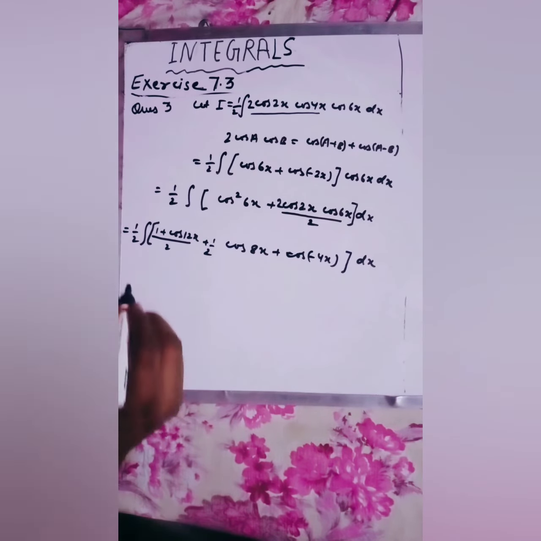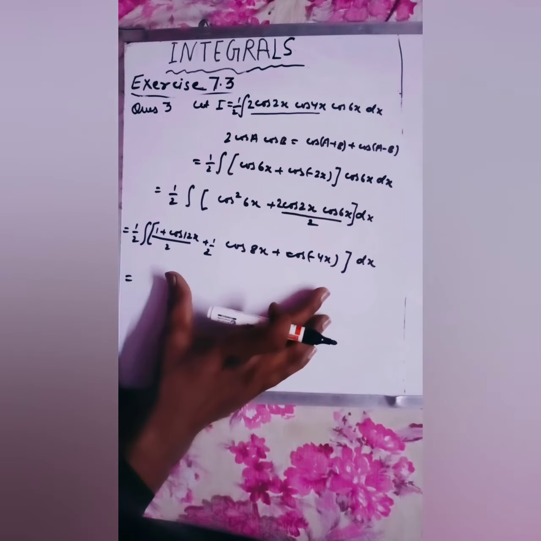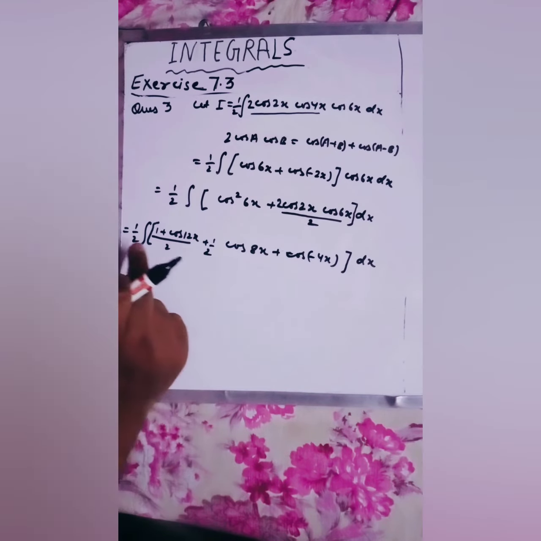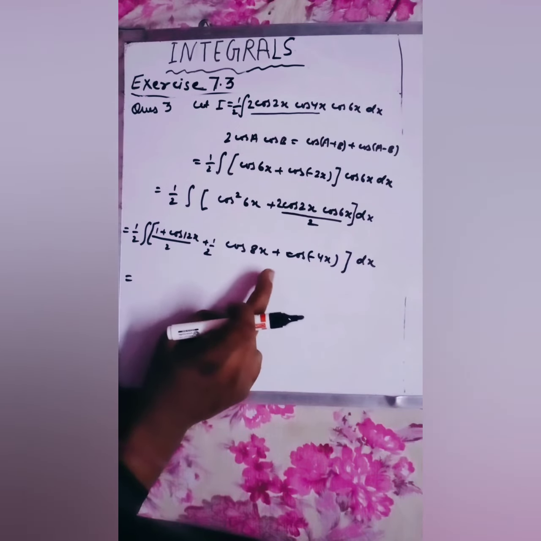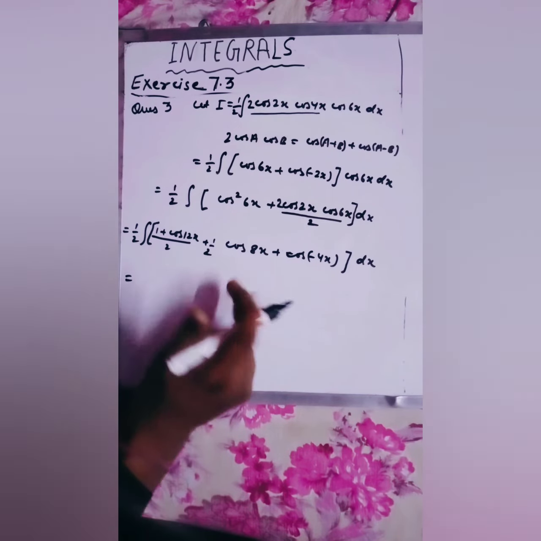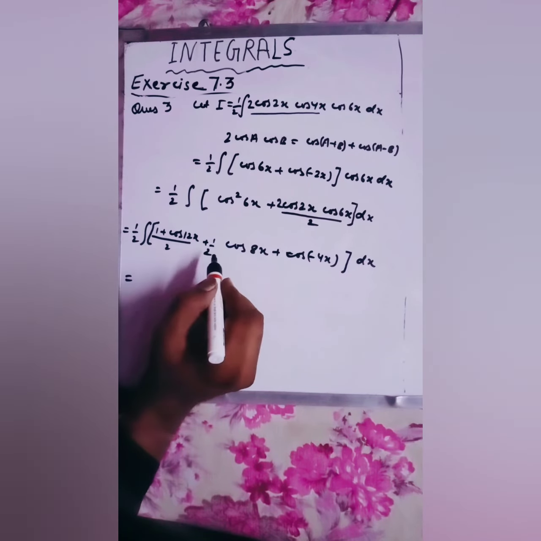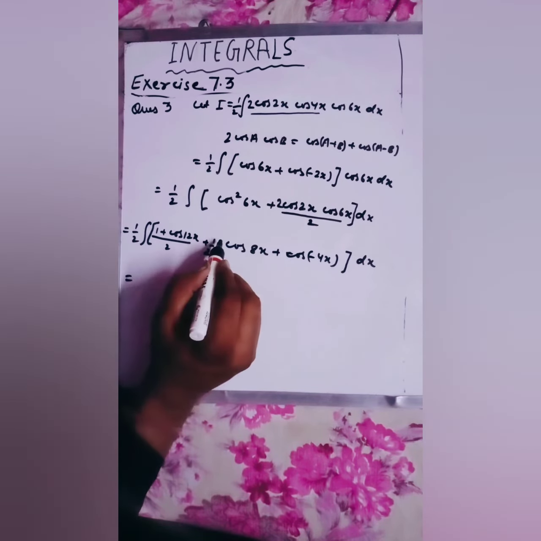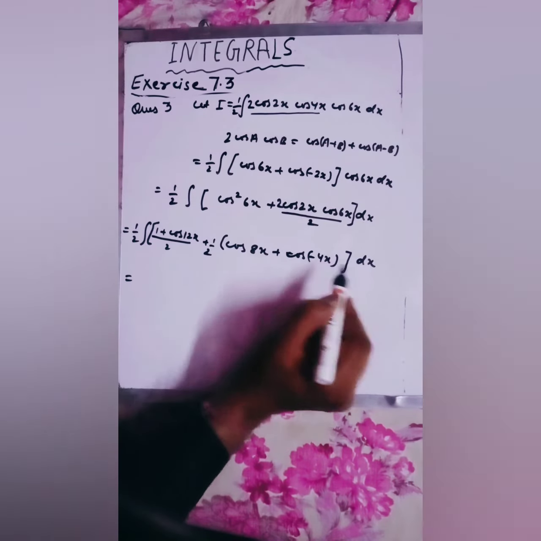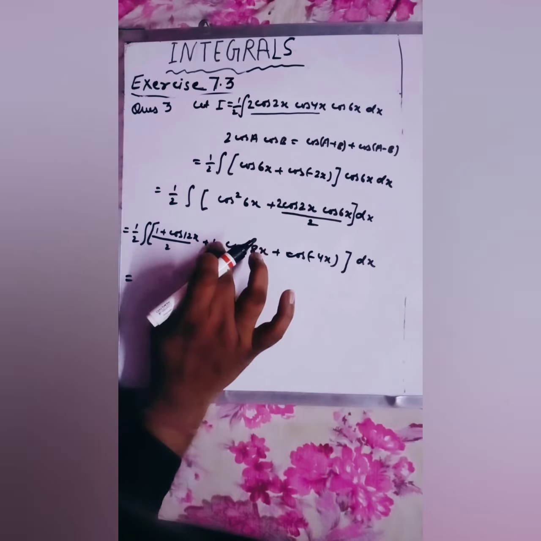Got it? Now what I am doing, I am taking 1 by 2 as common. Okay, because this must be in bracket. Wait, just wait.